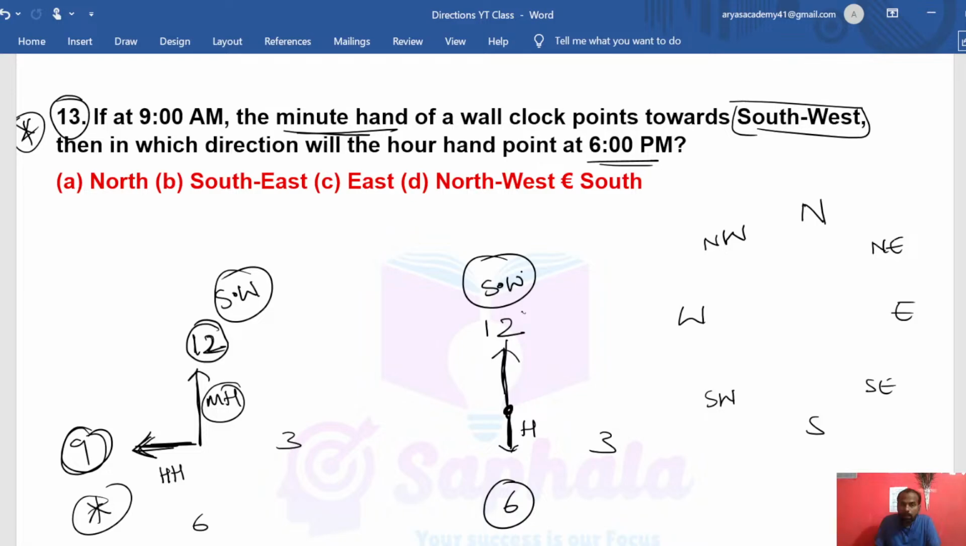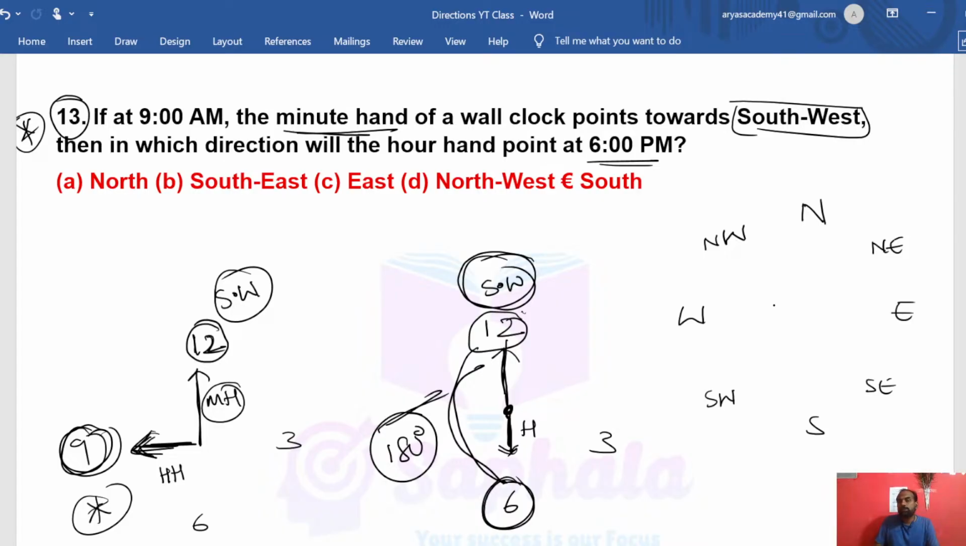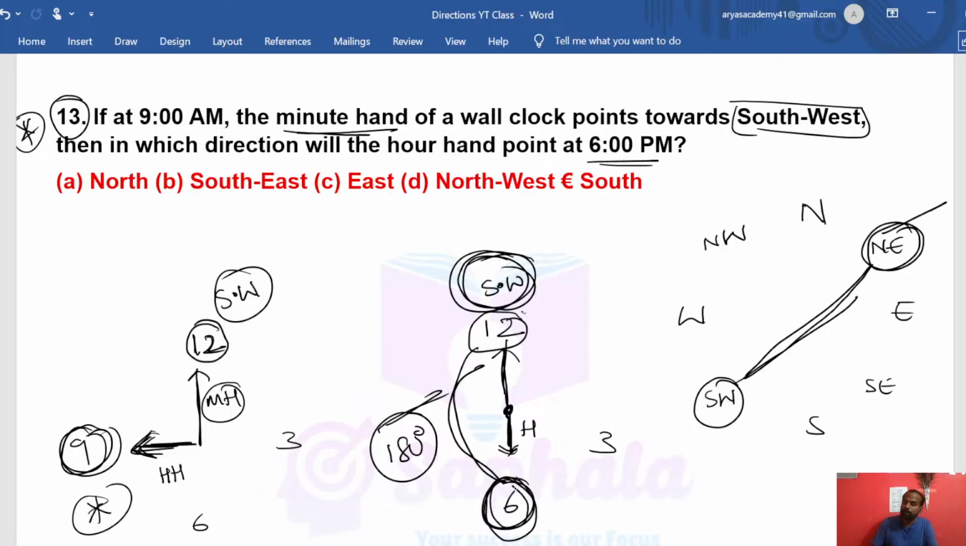So if 12 is at southwest, then at 9 the hour hand is on this side, but now at 6 p.m. the hour hand is exactly here, which means they are diagonally opposite. Diagonally opposite means what angle did we say? 180 degrees. So now, 12 is at southwest, then diagonally opposite, number 6 will be at which direction? This is southwest. If you travel diagonally opposite, or exactly 180 degrees, you will reach which direction? Northeast. So if the hour hand is at number 6, then that direction is northeast.